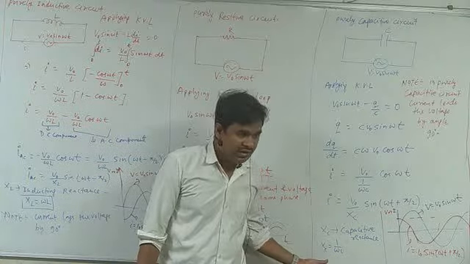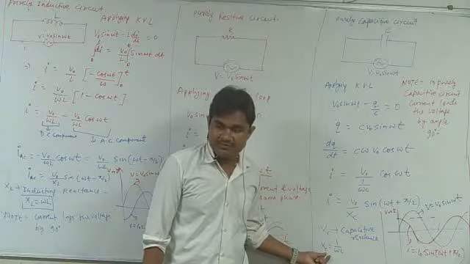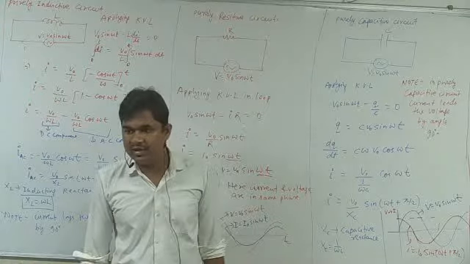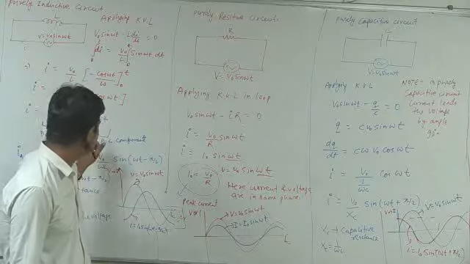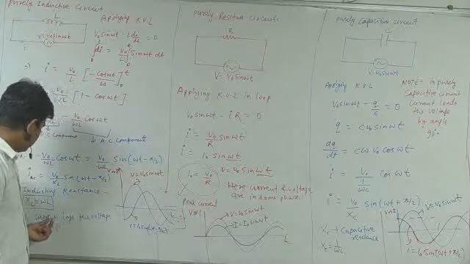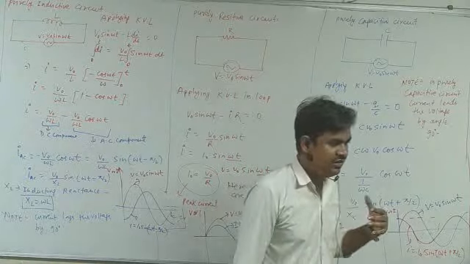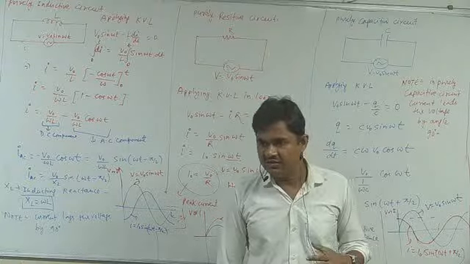When omega is more, XC is less. Omega is not constant. Omega is the frequency of the alternating source. Yes, sir. So if omega is not constant, how will XL be constant? Omega can be changed. We can change the value of omega manually.